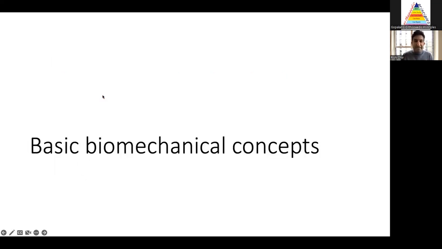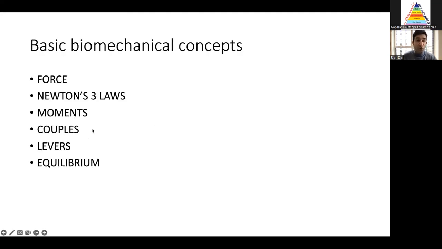So let's start with some basic biomechanical concepts that you need to know for the exam. First of all, force. What is it? Force is basically a load which acts across a particular area. It's also equivalent sometimes to stress as well. It's measured in newtons, basically. It's a load acting across a specific area. We're going to talk about Newton's 3 laws. We need to know about moments, couples, the biomechanical concept, not relationships, levers, and also a concept of equilibrium.